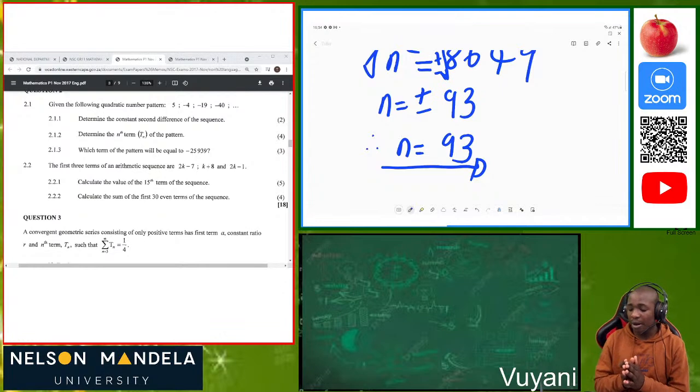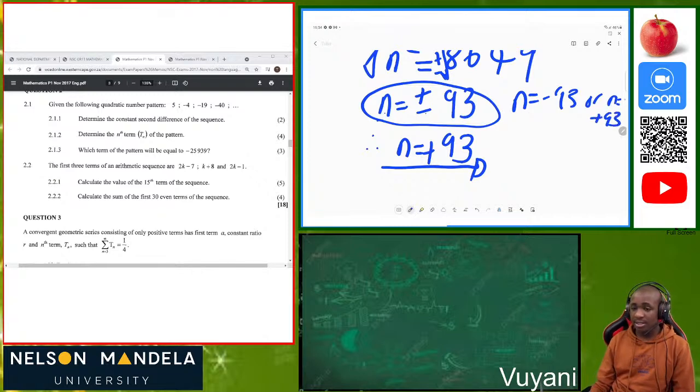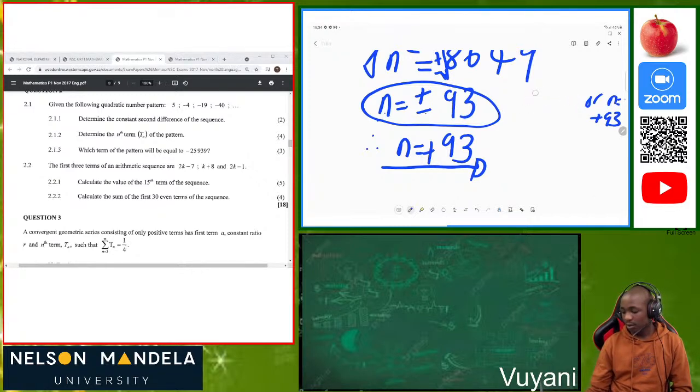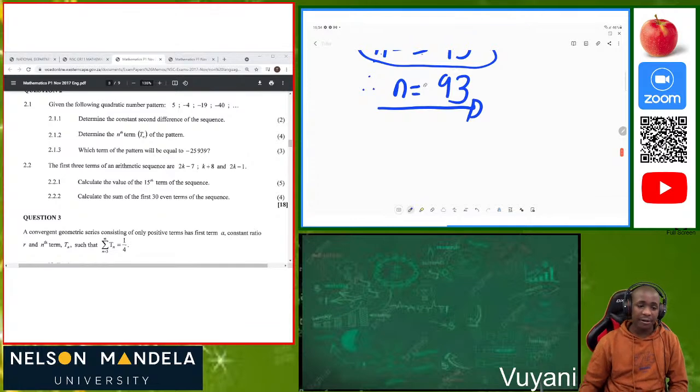So our positive whole number is positive 93, because in this case we're having n which is equivalent to plus or minus 93. This is the same as n is equal to negative 93 or n is equal to positive 93. This is the same thing. Then now we just have to finalize and say our n must be equal to positive 93.